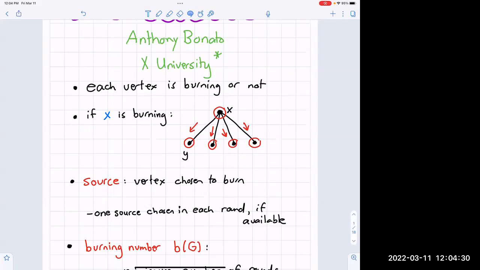Now, if you're familiar with graph percolation, this is somewhat analogous to that. The difference between this and percolation, however, is that you introduce new sources of fire over time. You call a source a vertex that you choose to burn, and in every round, as long as you can do it, you're going to choose a new vertex that's going to be a source. So it's a new source of fire.